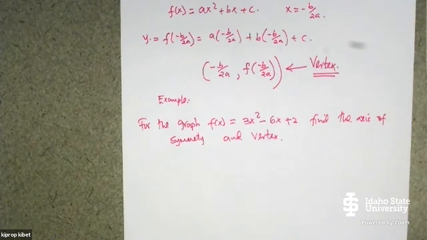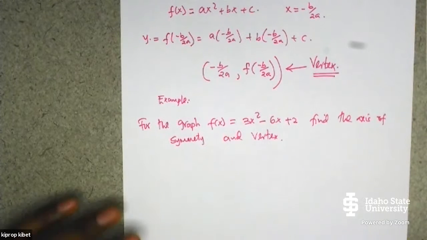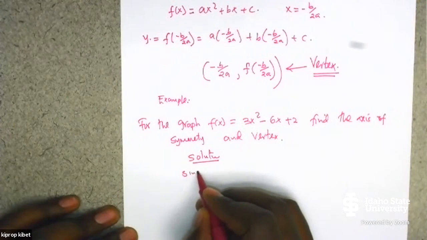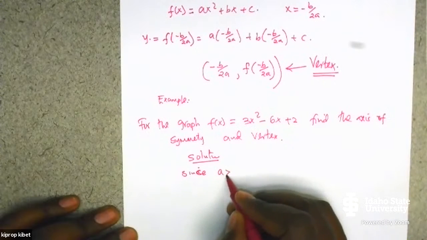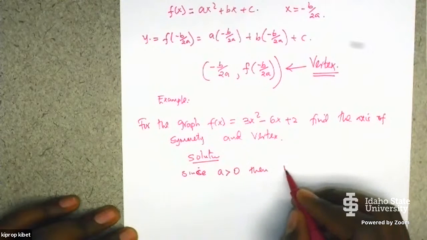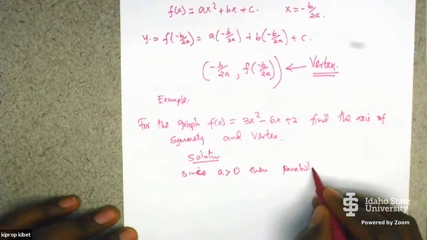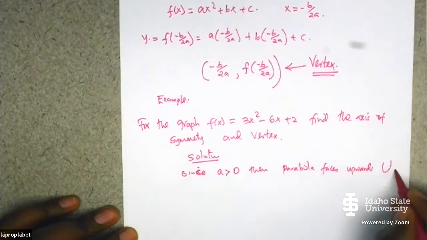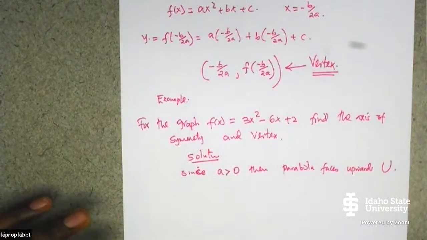Now, before we continue, what is the shape of the graph? Where is it facing? Upwards, right? Since a is greater than 0, the parabola faces this way. So it faces upwards.